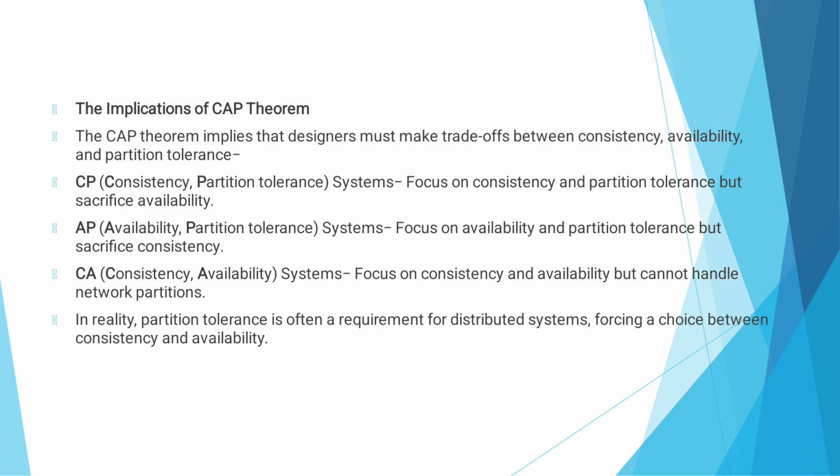The implications of CAP theorem. The CAP theorem implies that designers must make trade-offs between consistency, availability and partition tolerance. CP, that is consistency and partition tolerance systems, focus on consistency and partition tolerance but sacrifice availability. Then AP, that is availability and partition tolerance systems, focus on availability and partition tolerance but sacrifice consistency. CA, consistency and availability systems, focus on consistency and availability but cannot handle network partitions.